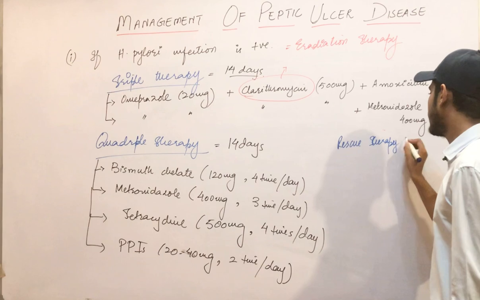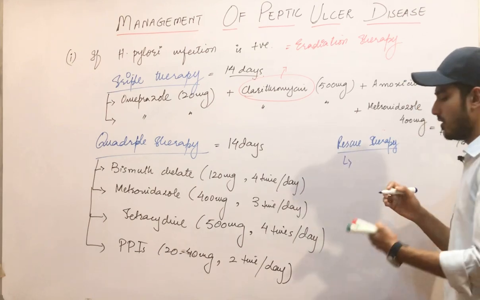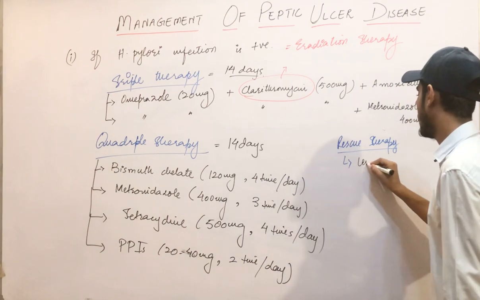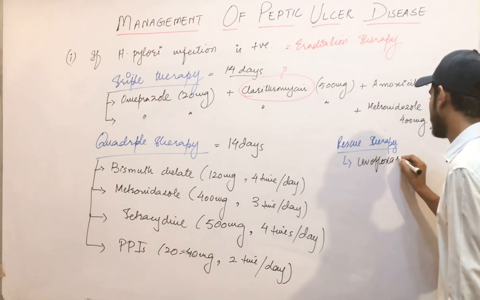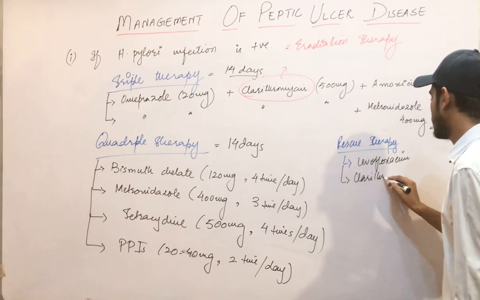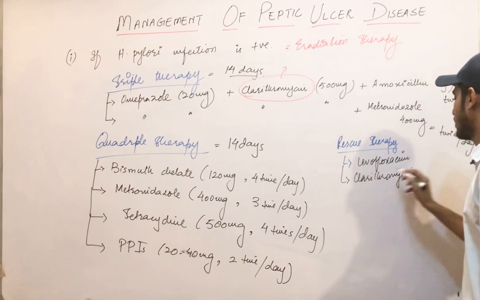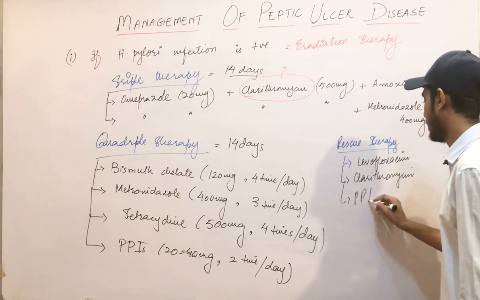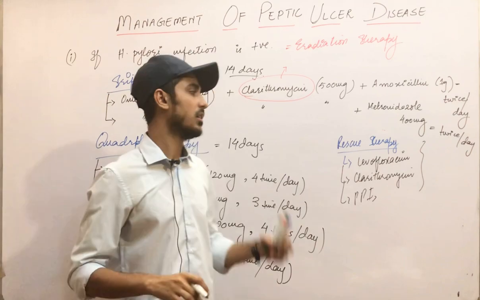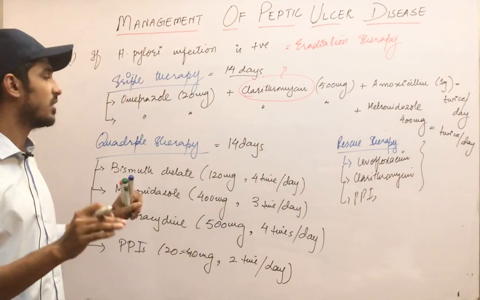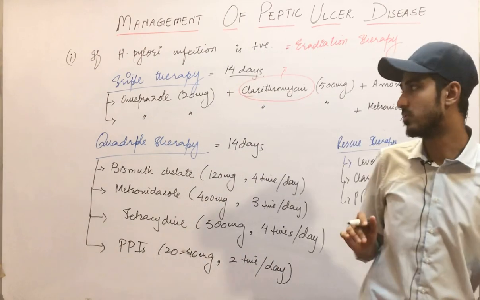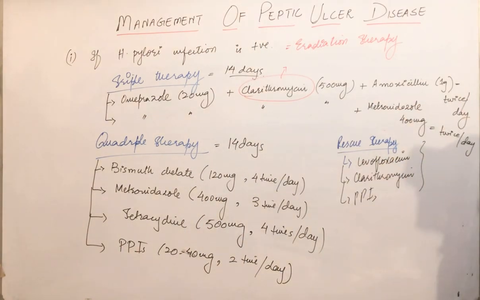It is very rare, in very rare cases it occurs, but it occurs. That's why I have to tell you that the rescue therapy is levofloxacin, then we have the clarithromycin, and we have the PPIs. So this is the rescue therapy. In very rare cases, if the quadruple therapy fails, then you have to give the rescue therapy. So this is the medical management.